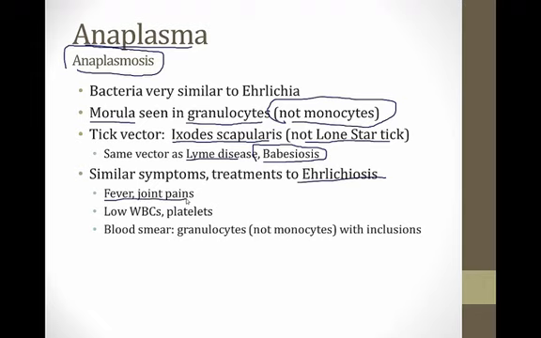Patients will get fever and joint pains. They can have low blood cell counts. You can diagnose it by a blood smear, although as I said before, the inclusions are different than in ehrlichiosis. And you can also treat Anaplasma with doxycycline, just like you can for Ehrlichia.